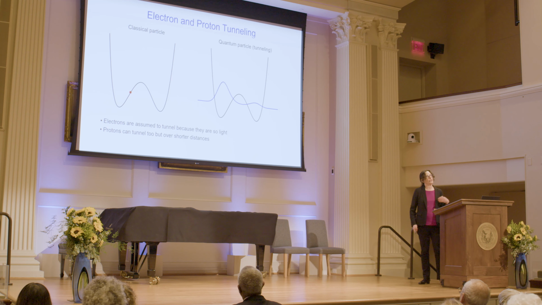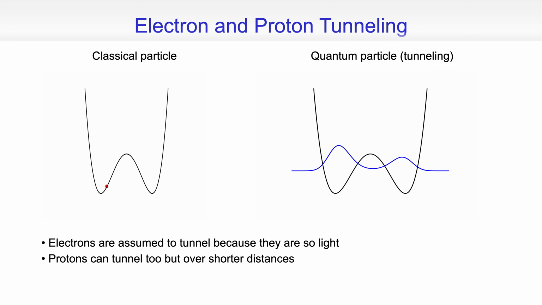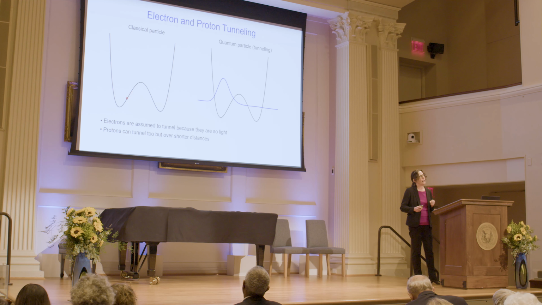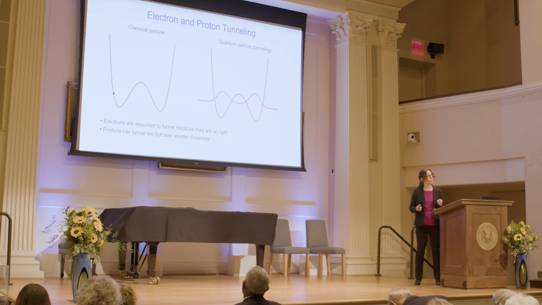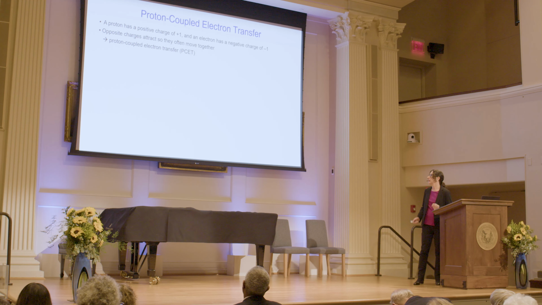So it turns out that electrons are always assumed to be able to tunnel. They're so light. So all of our electronics, your cell phones, which are hopefully turned off, those electrons are always tunneling wherever they go. But it turns out that protons can also tunnel. They're just going to tunnel over shorter distances because they're so much heavier than the electrons. But we still need to think about the fact that the protons are tunneling as well as the electrons.